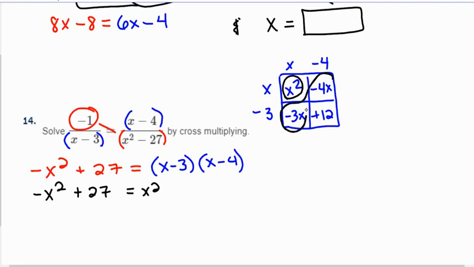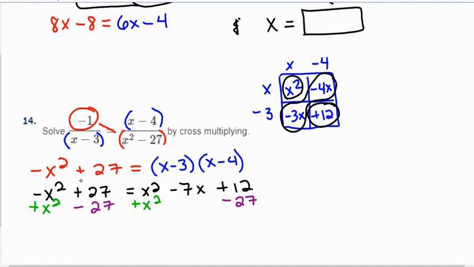Combine like terms, minus 3x and minus 4x is minus 7x. And then plus 12. Okay, and then since this is a quadratic equation, right, x squared and x squared, but this x squared is negative, the x squareds don't cancel out. So what you actually need to do is add x squared to move it to the other side, add x squared, and then you also need to subtract 27.